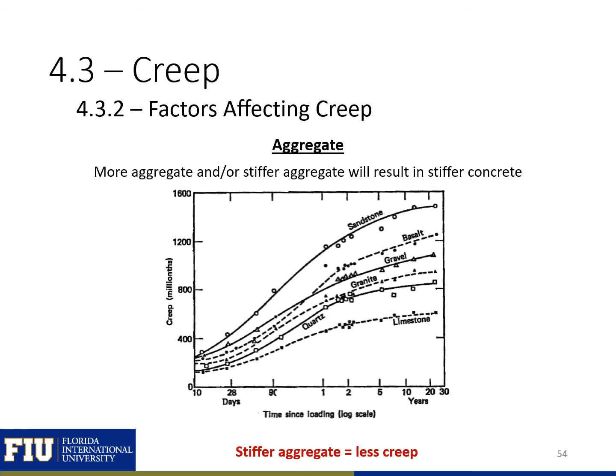Here we can see that our aggregate is going to also impact our creep. If we have more aggregate or stiffer aggregate, we're going to have stiffer concrete, which is going to reduce our creep. Here we have our creep strain plotted versus time for different aggregates. And what we can see is a softer sandstone is going to have more creep than a stiffer limestone. Essentially, if we have stiffer, coarse aggregate, we're going to have less creep.